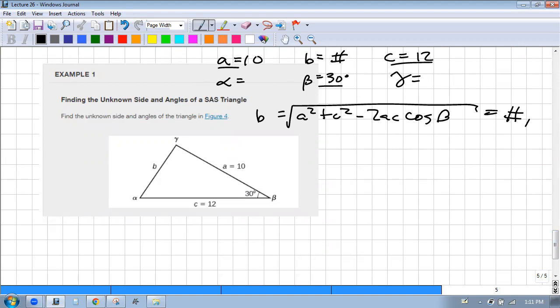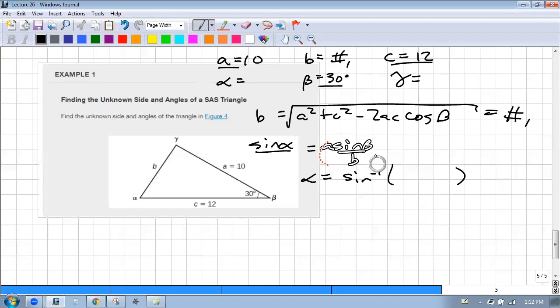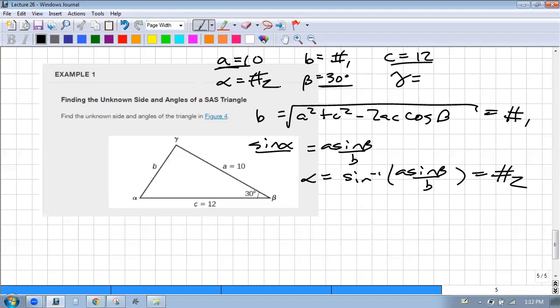All right. I'm not going to waste time plugging numbers in and fiddling with my calculator. Y'all can do that on your own. I'll teach you the math, right? So that's how you get B. Now that you know what B is, now you have 3 out of 4. I can use the law of sines now. I can use the law of sines to get alpha. I could say, okay, sine alpha over A is sine beta over B. So alpha is sine inverse of A sine beta over B. And I know A, it was given. I know beta, it was given. And I know B, I figured it out using the law of cosines. Plug those in, and you get a number. That's your angle.